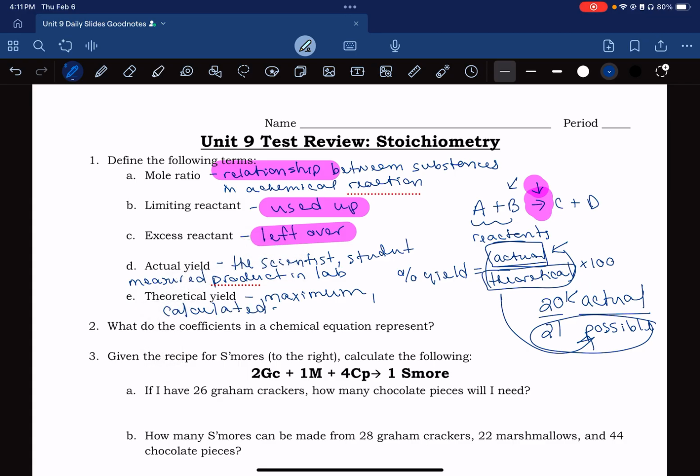All right. So these are just some words that you might see, but basically it is the yield that's possible. Not necessarily what you got.